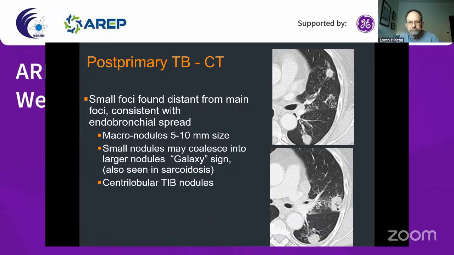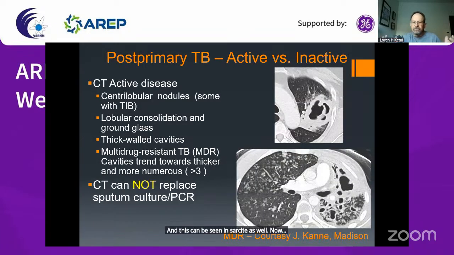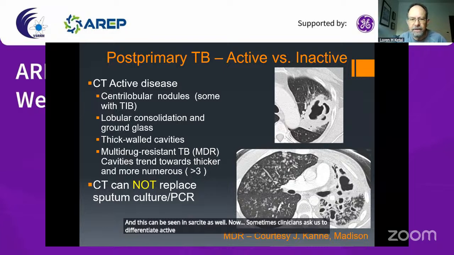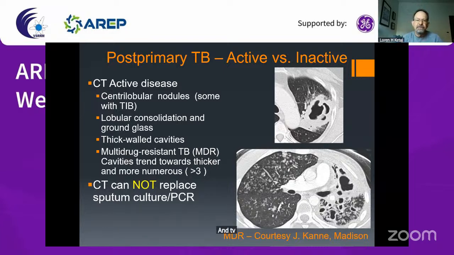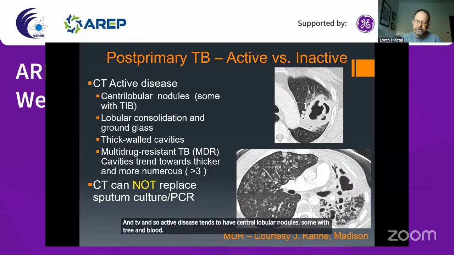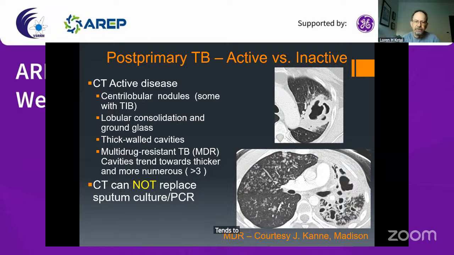Now, sometimes clinicians ask us to differentiate active from inactive disease in TB. And so active disease tends to have centrilobular nodules, some with tree-in-bud, tends to have more lobular consolidation and ground glass. Cavities tend to be thick-walled, etc.